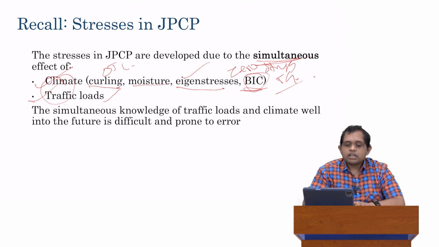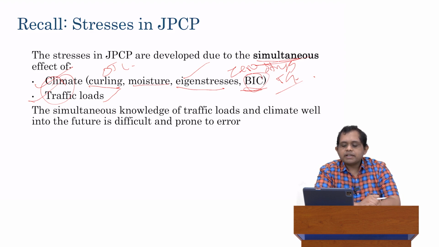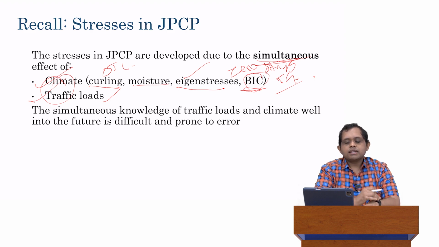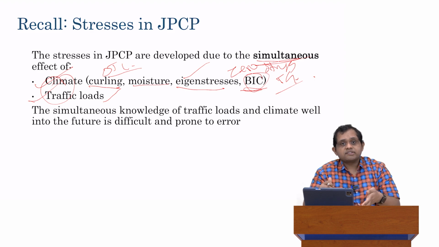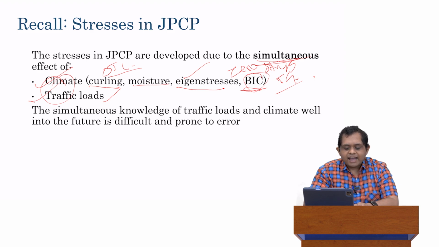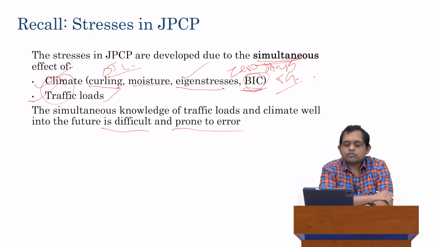So the issue is as follows. The simultaneous knowledge of traffic loads and climate well into the future, again we're talking 30 to 50 years into the future, simultaneously being able to say that at a particular hour, this is the exact temperature distribution that's going to be developed, and this is the exact traffic load distribution, the axle load spectrum that is going to occur at that hour on the pavement. To say this, both of these two pieces of information with confidence 30 to 50 years into the future is actually quite difficult. There is a lot of statistical noise in this process. There's a lot of uncertainty that we cannot foresee. So it's actually very difficult to have simultaneous knowledge of traffic loads as well as climate into the future.